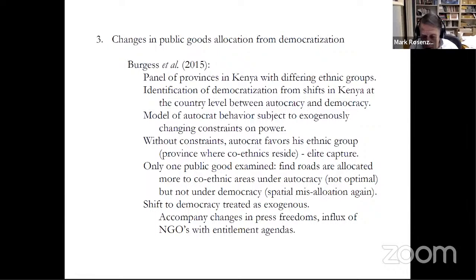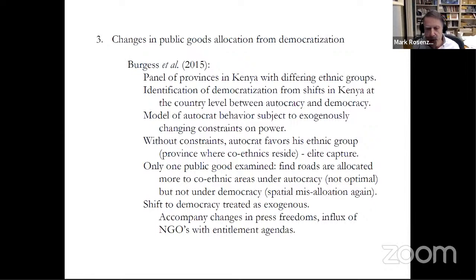Okay. Now, a good feature of this study is they actually compute what the optimal allocation of roads is, and they show that in fact, when there's autocracy, it's not optimal. But of course, it's only looking at one public good. So again, we don't have any information on the composition of public goods. And secondly, it's not clear why there's the shift to democracy. Why should we believe that the shift to democracy is sort of random and unrelated to other things?